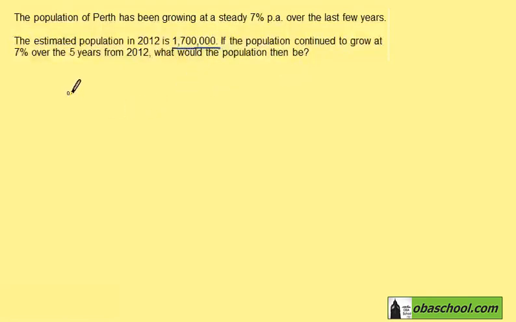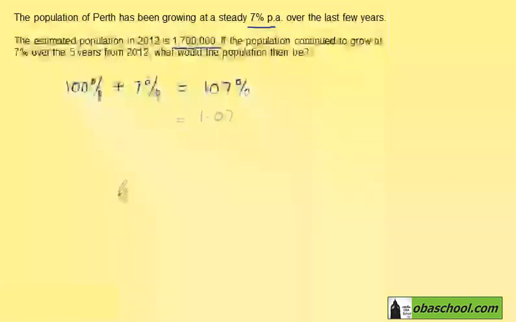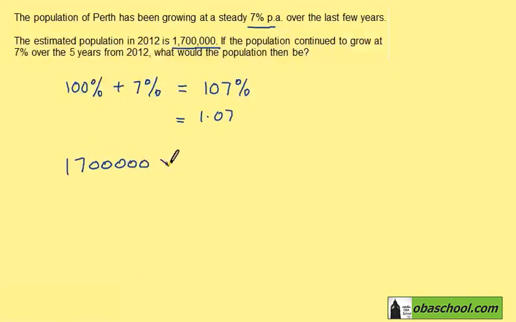If we consider the current population as 100%, then in the next year we'd add 7%, giving us 107%. As a decimal, that's 1.07. So if we wanted to calculate the population after 1 year, that would be 1,700,000 times 1.07.